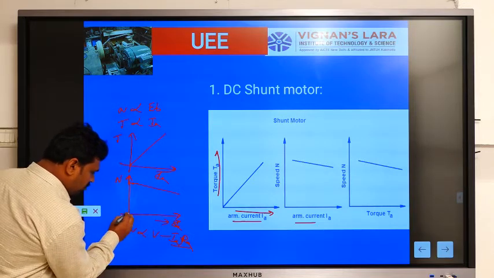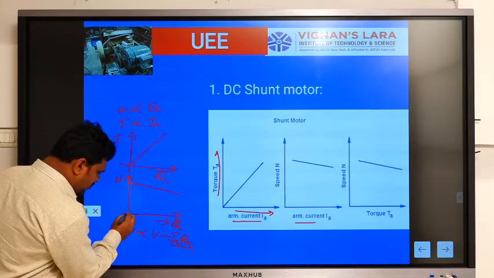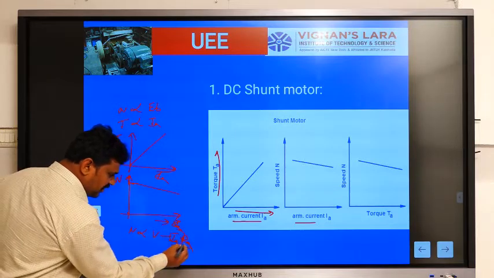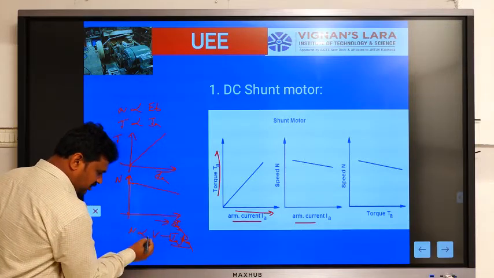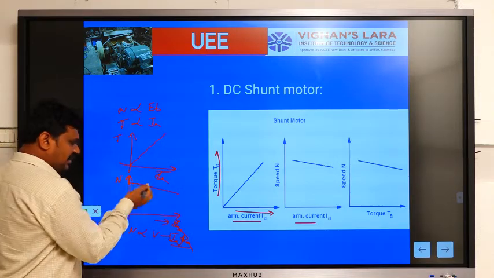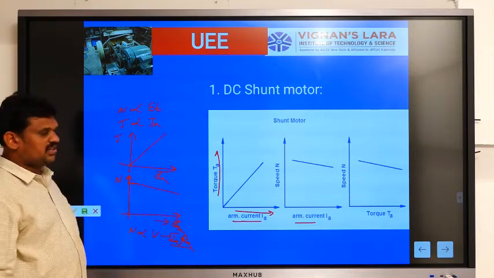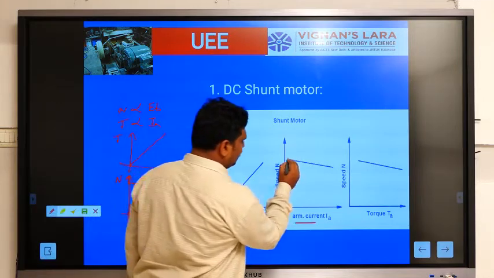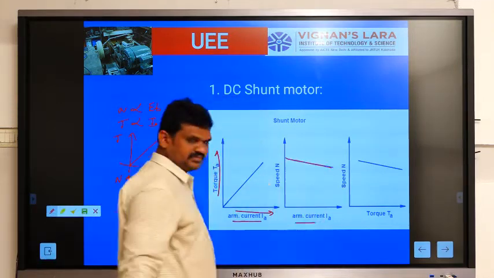At Ia equal to 0, this term will be 0. Now we get the high magnitude of the speed at no load. Later the speed will be decreased. Here, see the dropping characteristics.